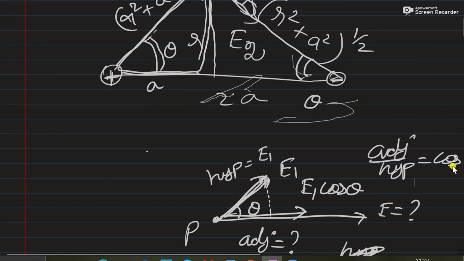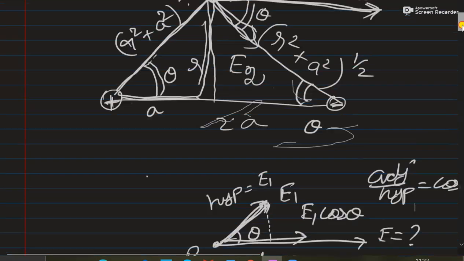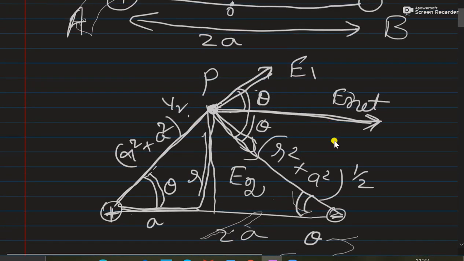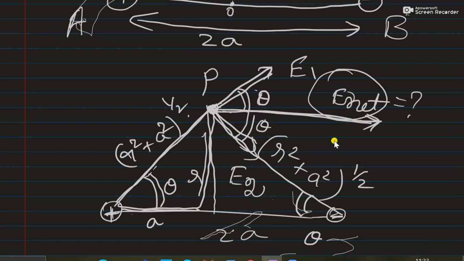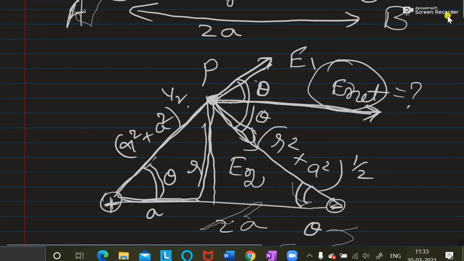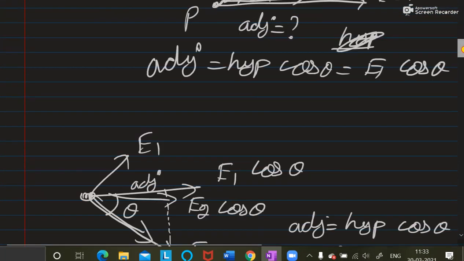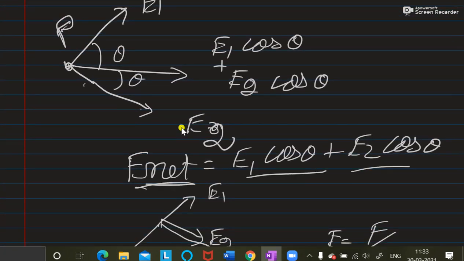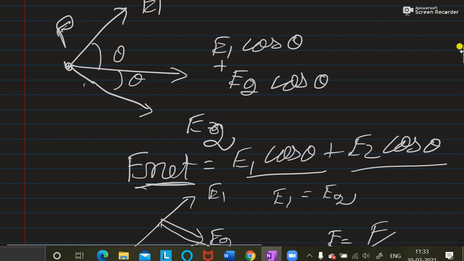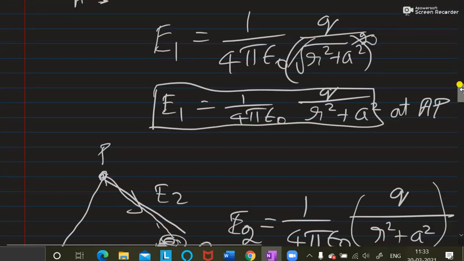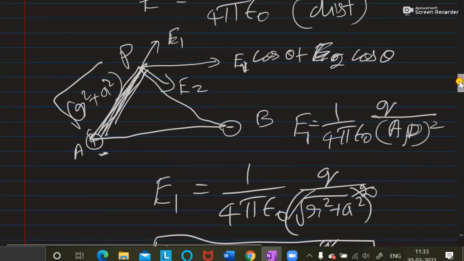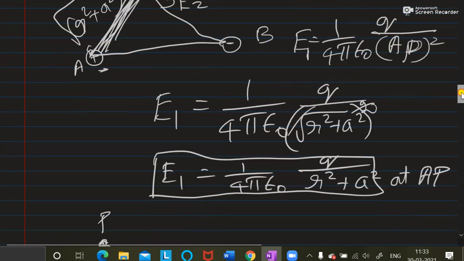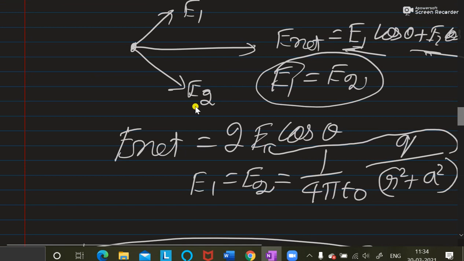Please wait. The next step, I am finding the E net value here. If you want the E net value, you have to add both the components, E1 cos theta plus E2 cos theta. When we add these two, finally we get E net is equal to E1 cos theta plus E2 cos theta. Since E1 is equal to E2, we get 2 times E cos theta.